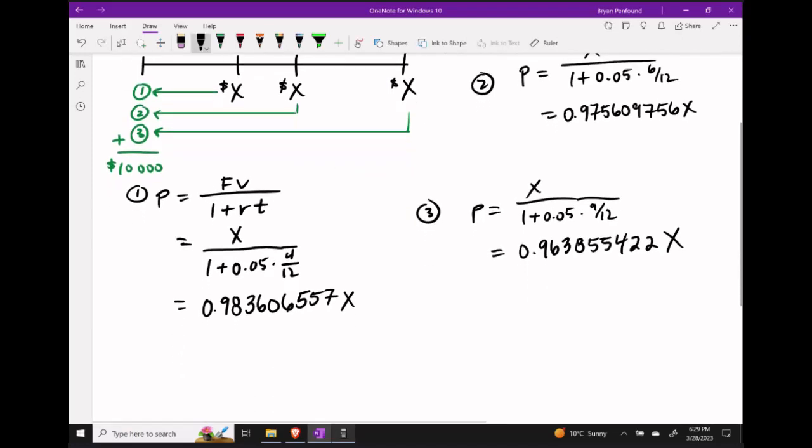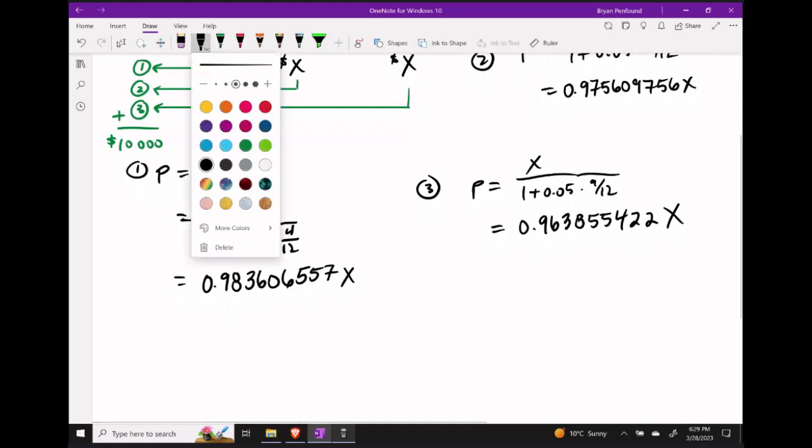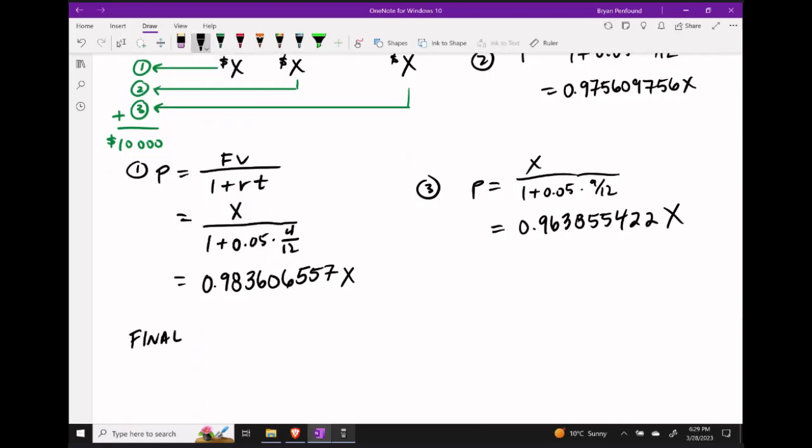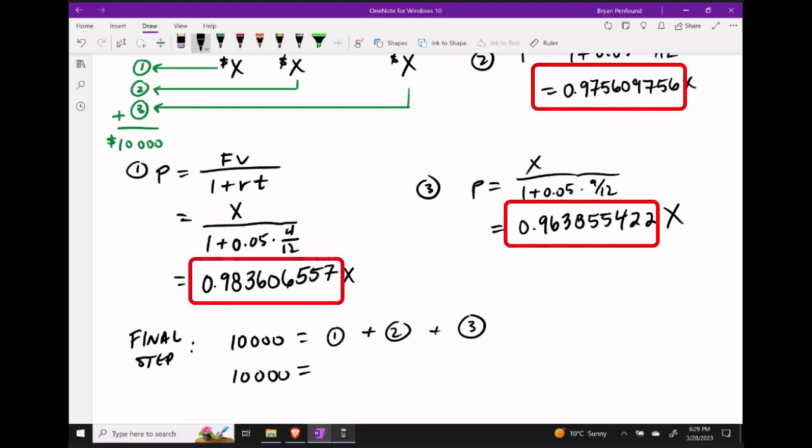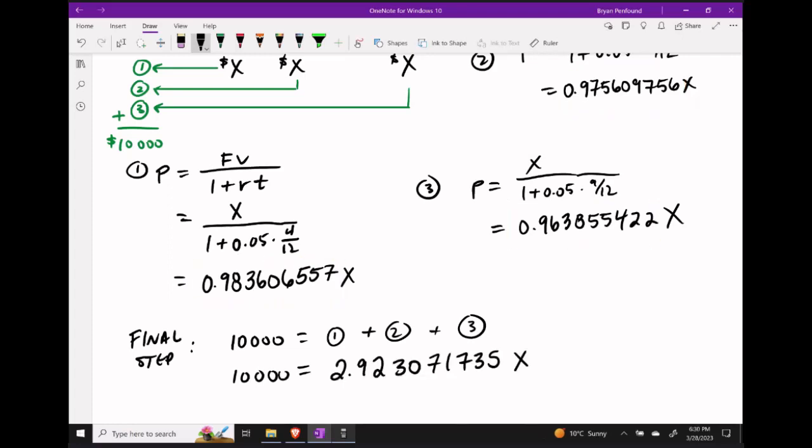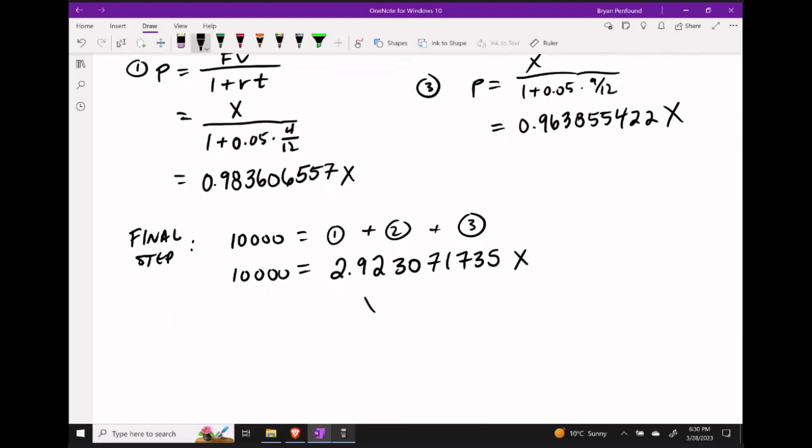Excellent. So now that we have these 3 decimal numbers ready to go, we can move into our final step. We know that our $10,000 payment today should be equal to the sum of the present values that we've calculated. In other words, we know that 10,000 should be equal to all 3 of these coefficients added together times X. Adding up our coefficients, we get about 2.92. So in order to solve for X, we're going to divide both sides by this large decimal number.